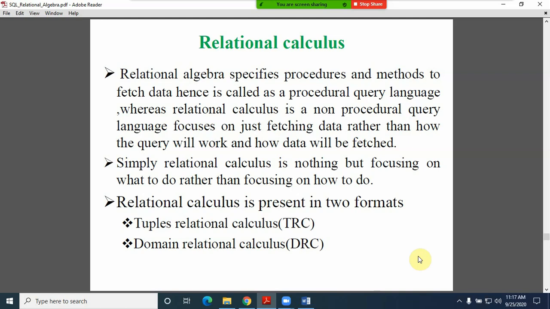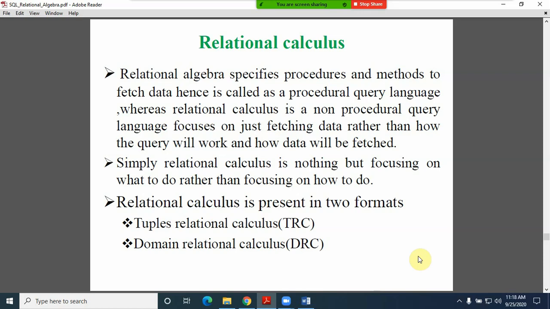But now at the moment I am talking about relational calculus. Relational algebra is a procedural query language, whereas relational calculus is a non-procedural query language, focusing on just fetching data rather than how the query will work and how data will be fetched. It is not focusing on how, friends, it is only focusing on what exactly your requirement is. And one more important thing: relational algebra is a procedural language, whereas relational calculus is a non-procedural language.